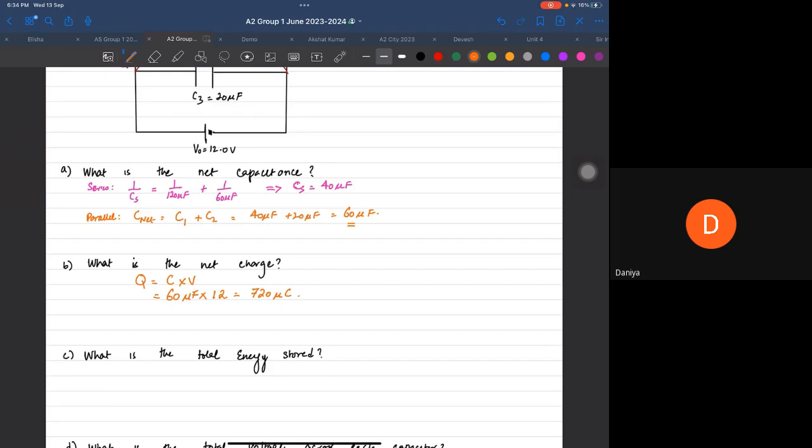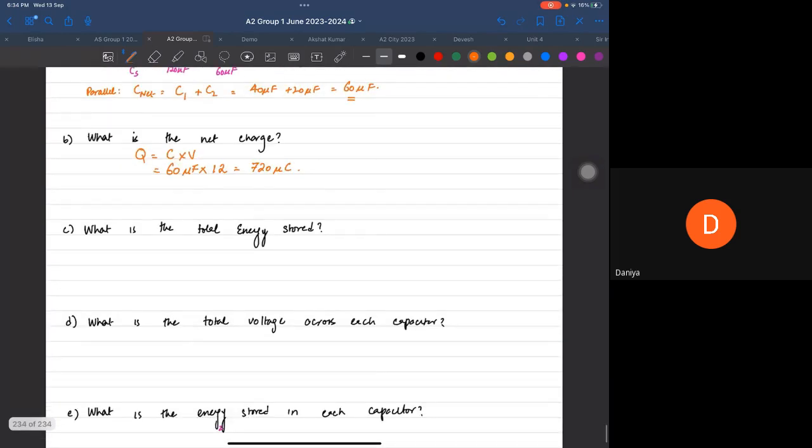Then, what is the total energy stored? Again, it's very simple. You can use any formula, but I like to use this one because I don't have to square. If I use half CV squared, that's fine too. If you use that as well, it's not a big deal, because I'll show you how you can use both of them. So the total charge was 720 microcoulombs and the total voltage was 12. So you should be getting around 4320 microjoules.